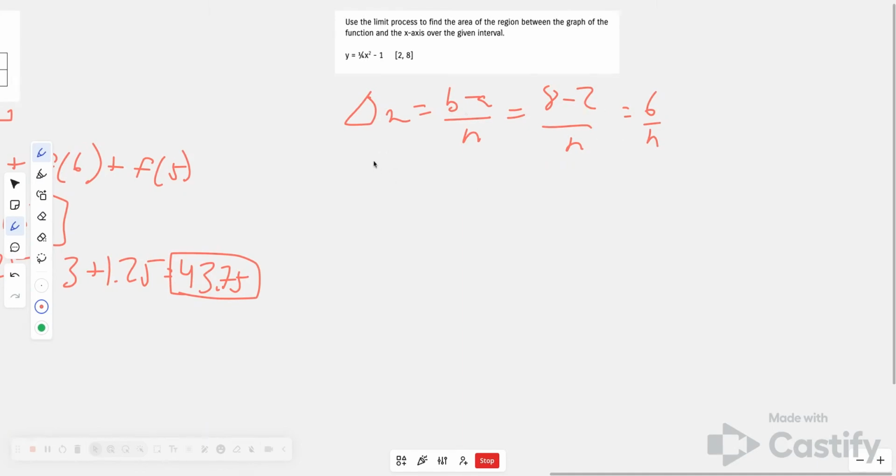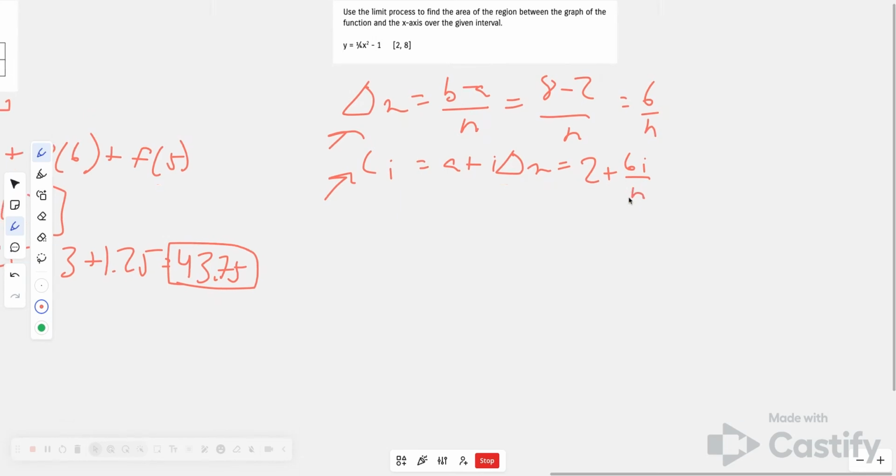And then we have to find c_i. So this represents the width, and this would represent the height. And the formula for the height would be a plus, or well, this would represent the x value for the height, because we're going to end up plugging it into the function. So it'd be a plus i times delta x, which is 2 plus 6i over n.